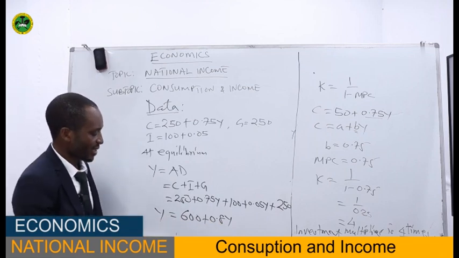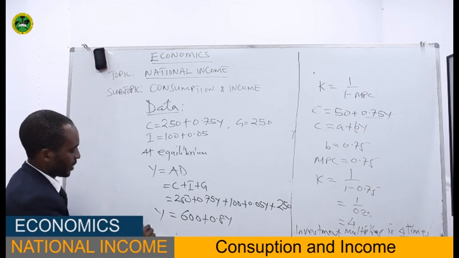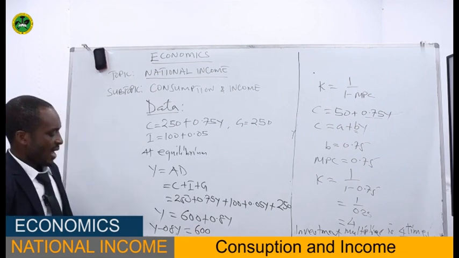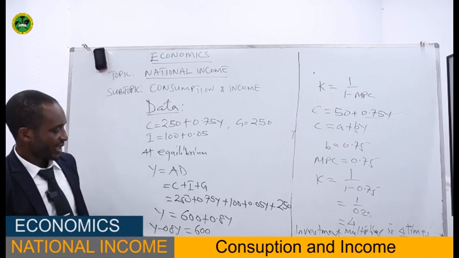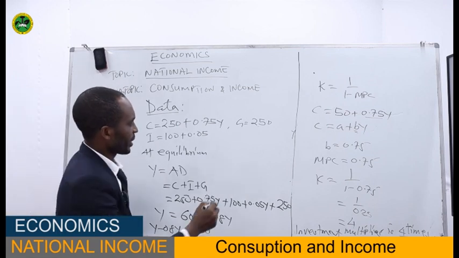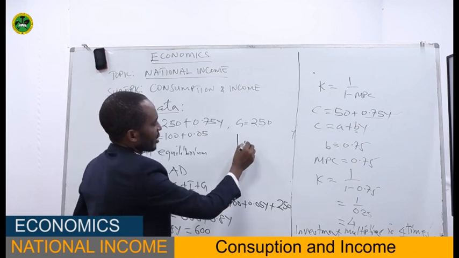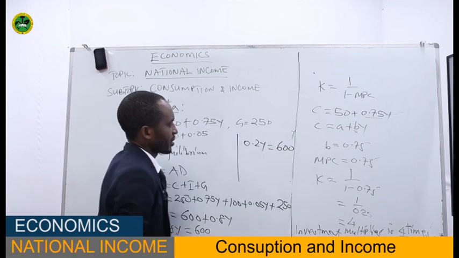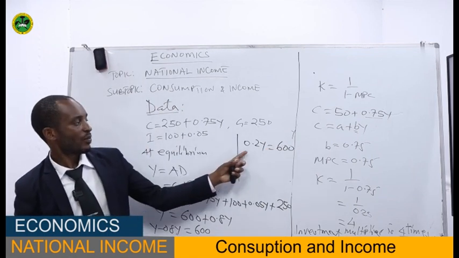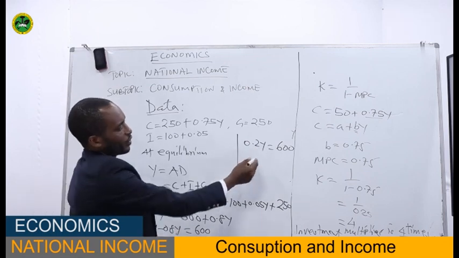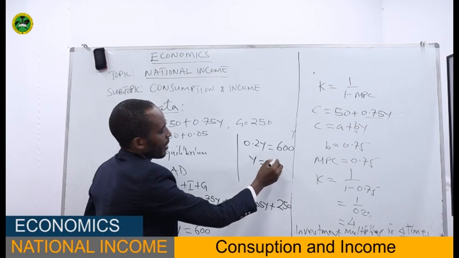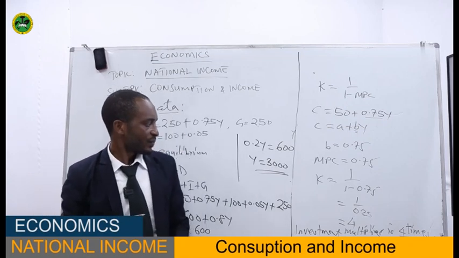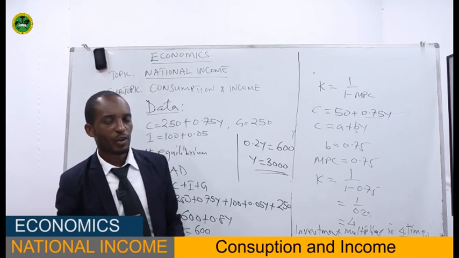So collect the like terms. This one will move to this side: Y minus 0.8Y equals 600. So when you subtract, it will be 0.2Y equals 600. So dividing by 0.2 on both sides, Y will be equal to 3,000. So our national income will be 3,000.